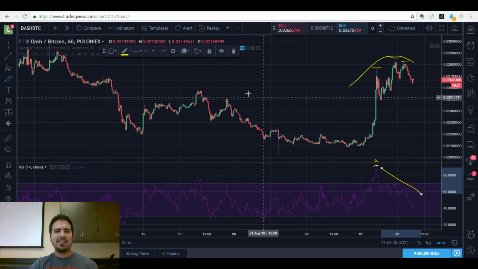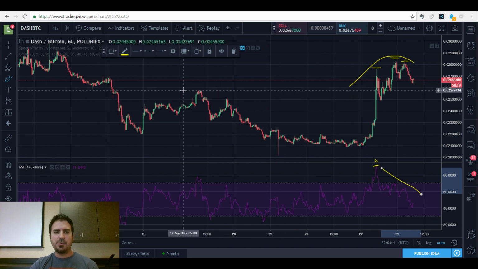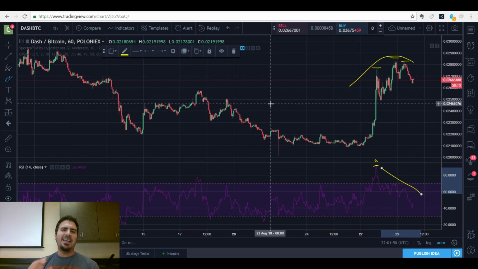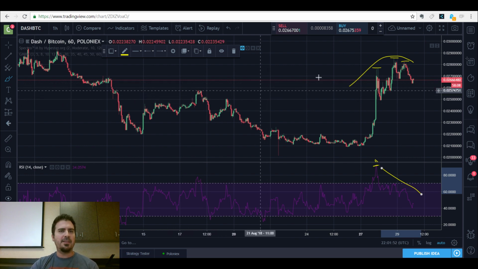So I'm probably going to exit this trade either at 0.25-ish or about 0.257 or 0.250. That'll give me about a 6% gain, and that's about what I'm looking for in this particular trade.